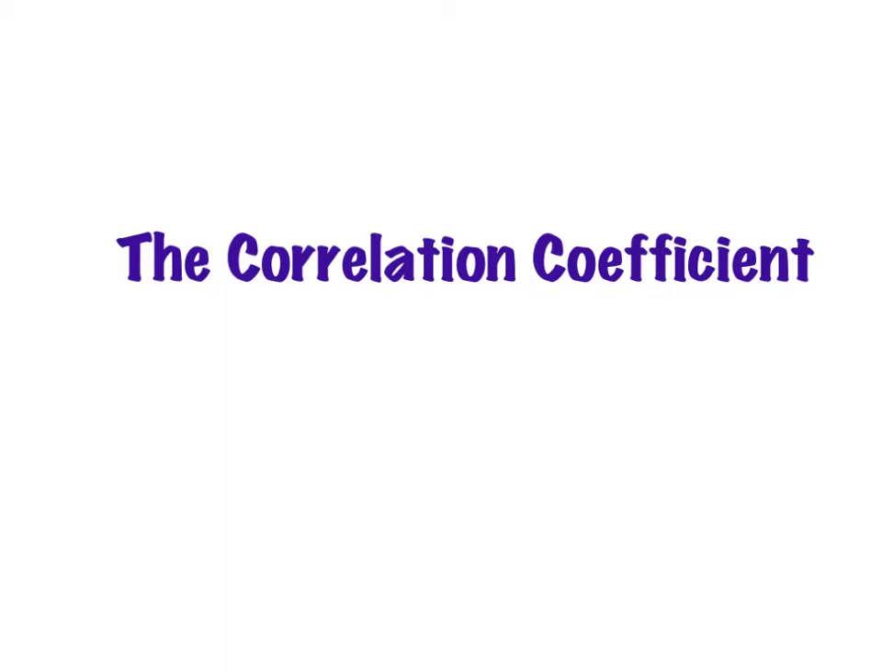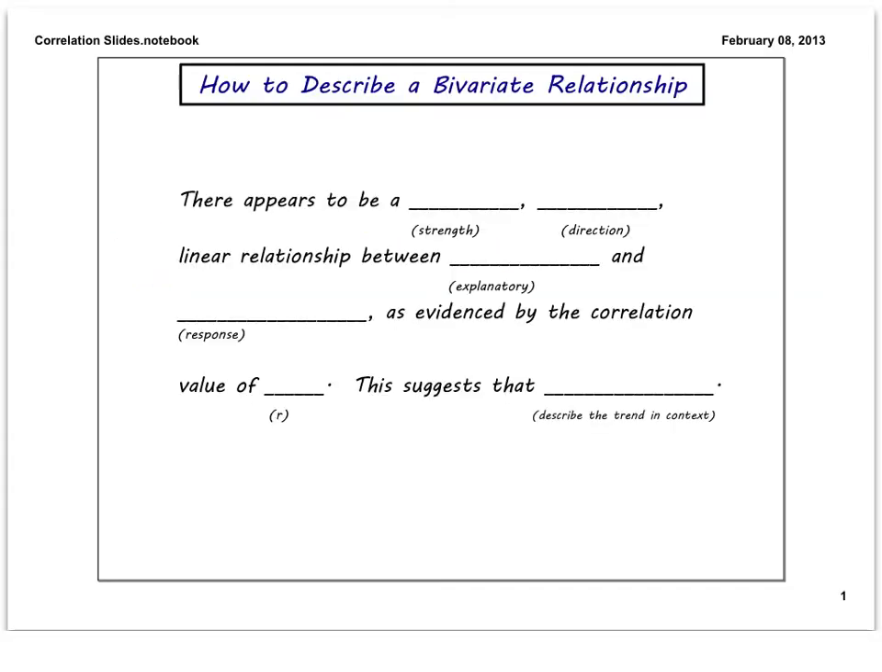This is the second of a 4-part video series for your study of regression analysis, chapter 3 of AP Statistics. And in this video, we'll be speaking about the correlation coefficient.